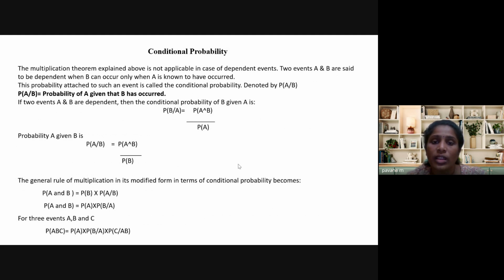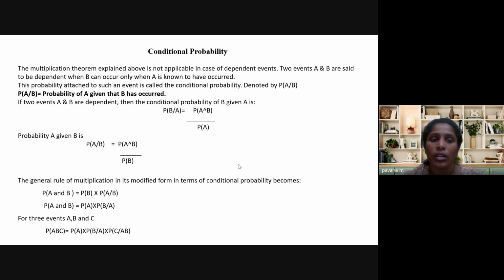Now the next one is conditional probability. This is also one of the theorems in probability. So what is conditional probability, and when do we use it? Conditional probability is also a multiplication theorem, but here the events are dependent. In the multiplication theorem the events are independent, but here these events are dependent. In dependent events we are using conditional probability.